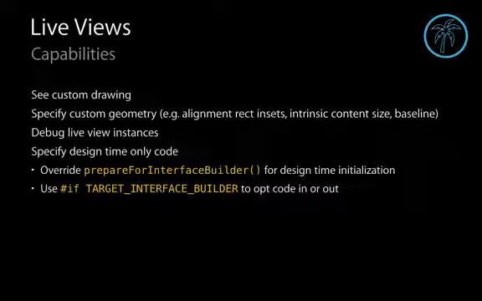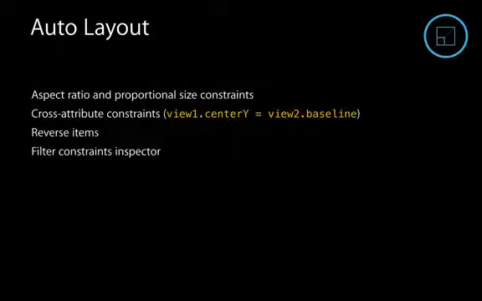I showed you Prepare for Interface Builder, but another one is this target conditional TARGET_INTERFACE_BUILDER. And you can use this with #if to either opt code in or out of live views. So for example, you might have some server connection code that you don't want to run when you're inside of Interface Builder, so you can just opt that out using this target conditional. I also showed you some new auto layout features since last year.